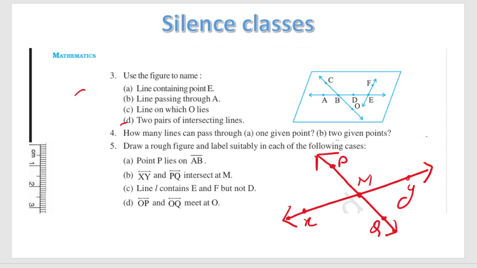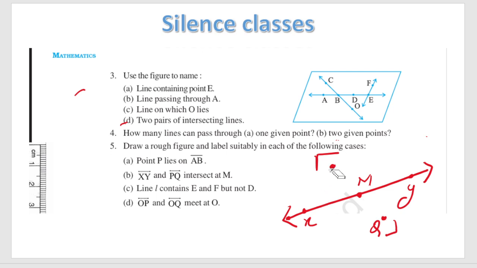Okay, so we can make a diagram like this. And there are n number of ways by which we can intersect the line. We can intersect the line from here also, from here also, from anywhere. But we just have to intersect the line, because the question is asking that XY and PQ intersect at M. We have to write down the intersection point M.